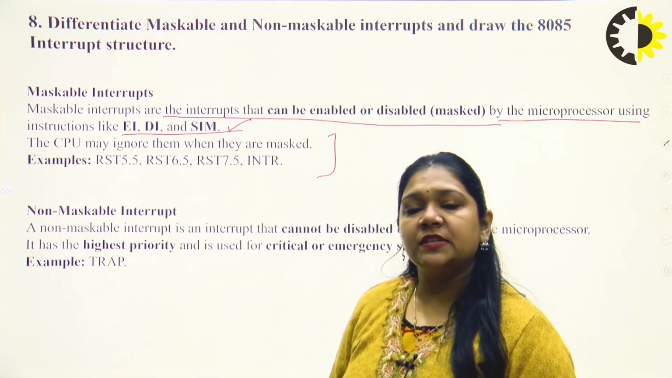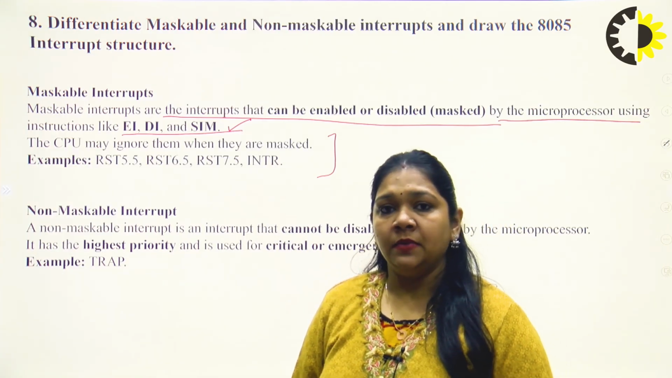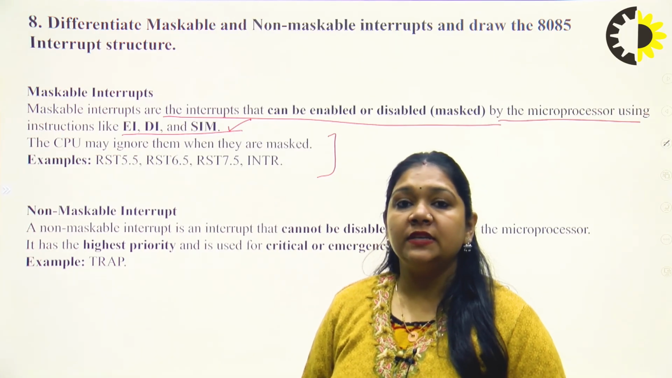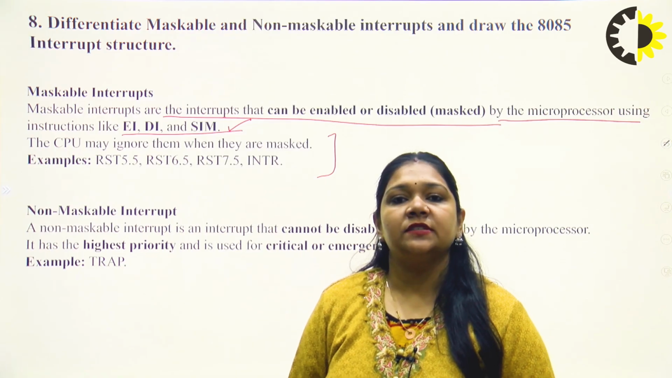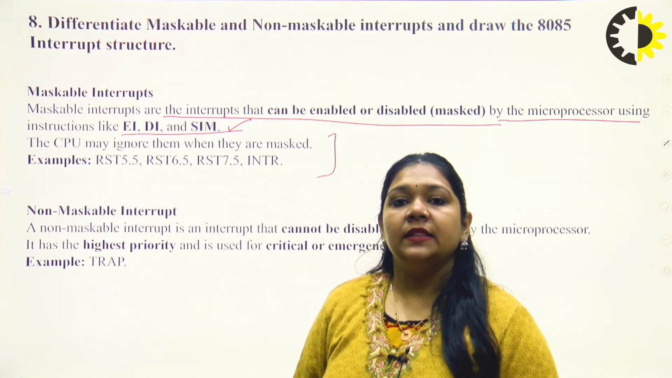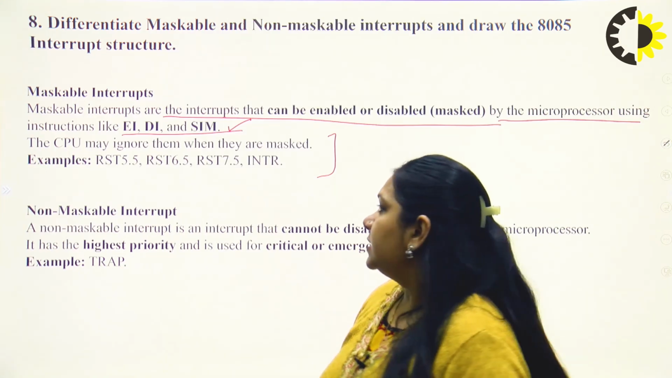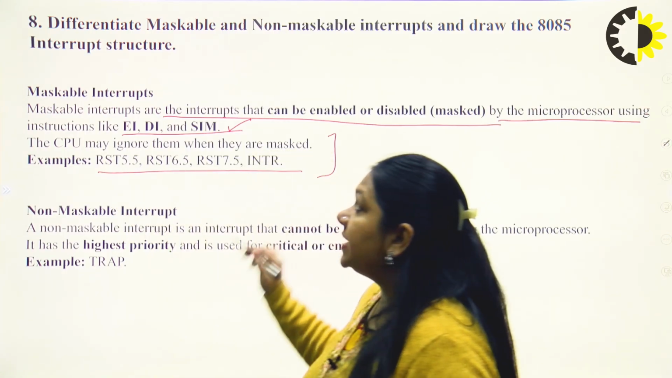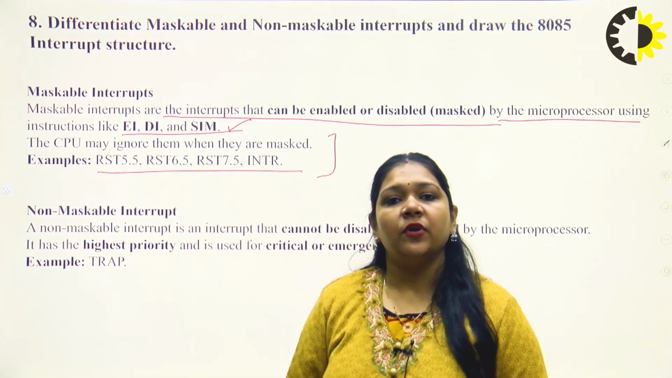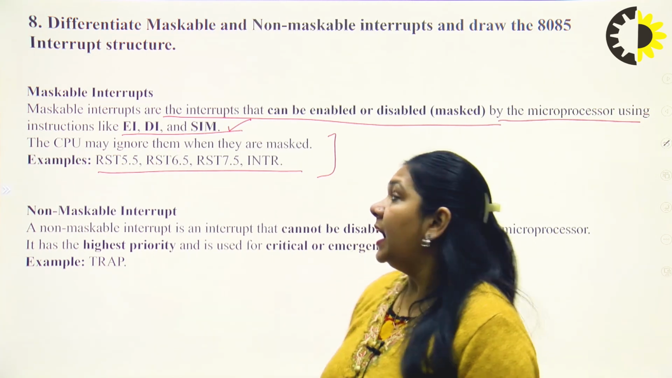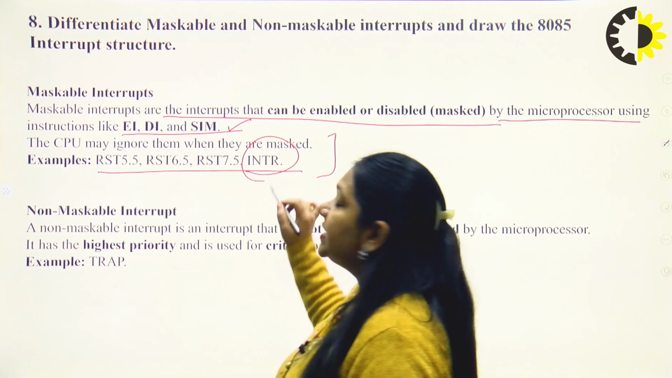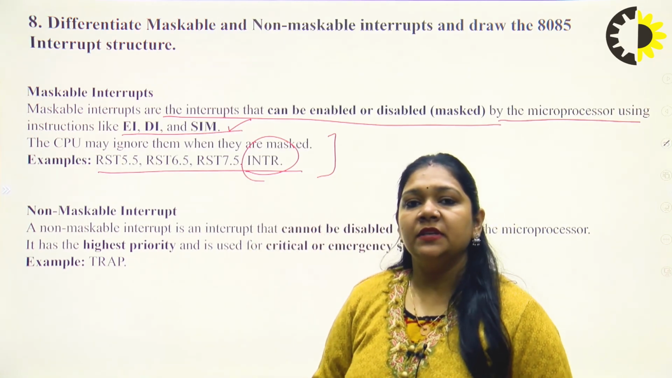If the microprocessor is free at that particular time, then it will service or entertain those interrupts. Otherwise, the microprocessor will be masking those interrupts. They are eligible to be masked. There are 4 maskable interrupts: RST 7.5, RST 6.5, RST 5.5, and INTR. INTR has the lowest priority.